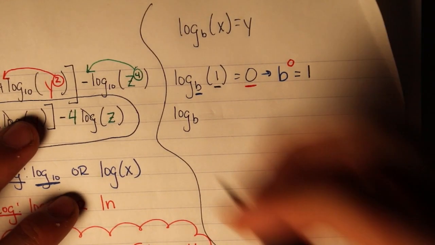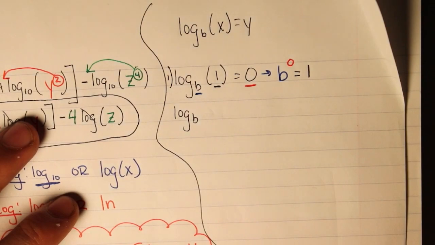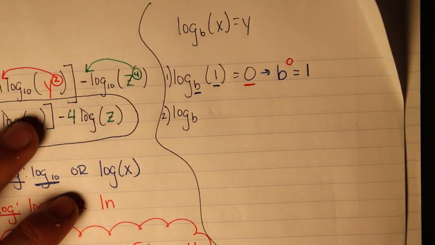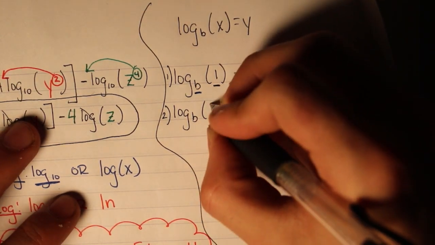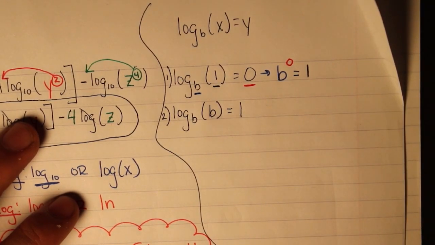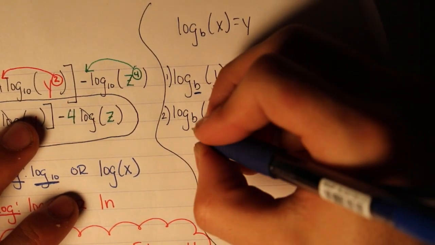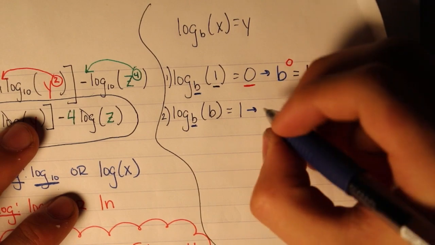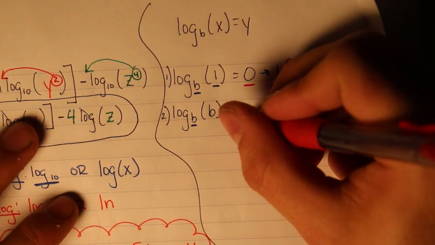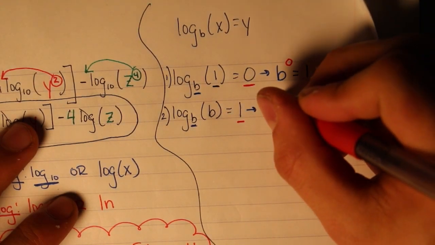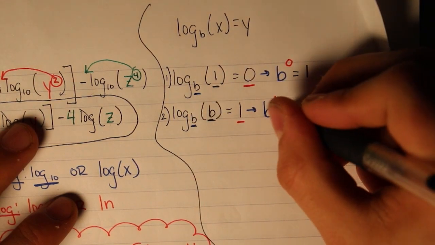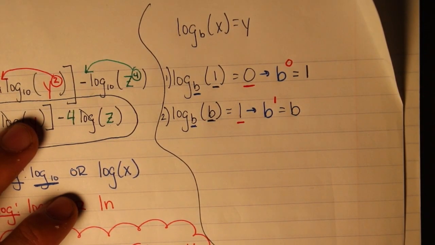So I'll go through 1 through 4. This was 1, all right? This one's 2. Sorry, the numbers are so small. This one's 2. We have log base b of 1 equals... so we have, again, our base b as the base of our exponent. We have our y value as our exponent. And we have our x as our answer.